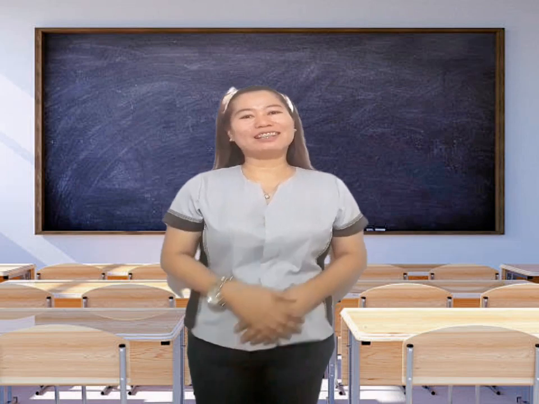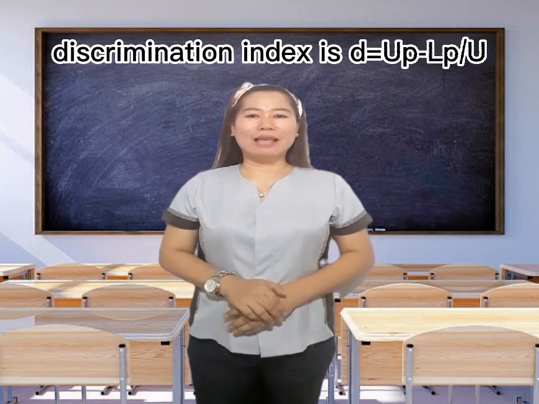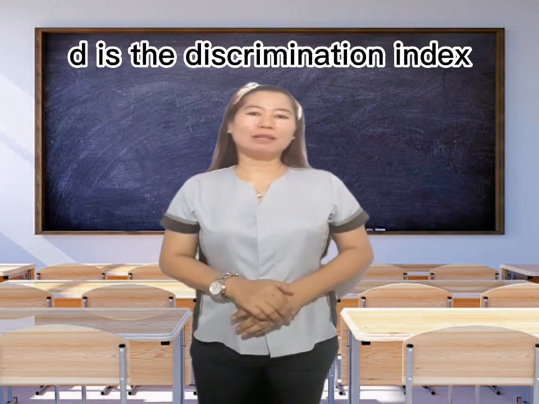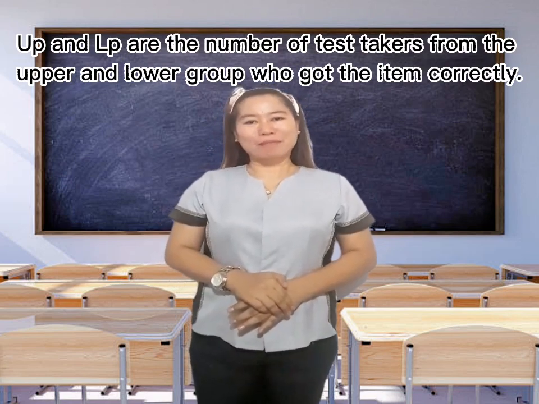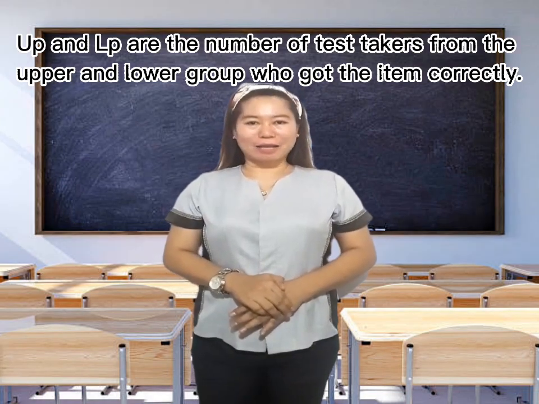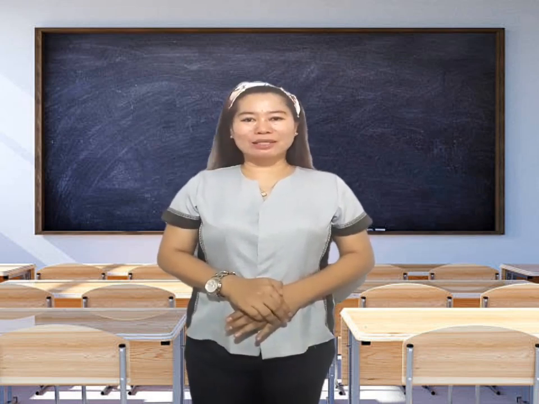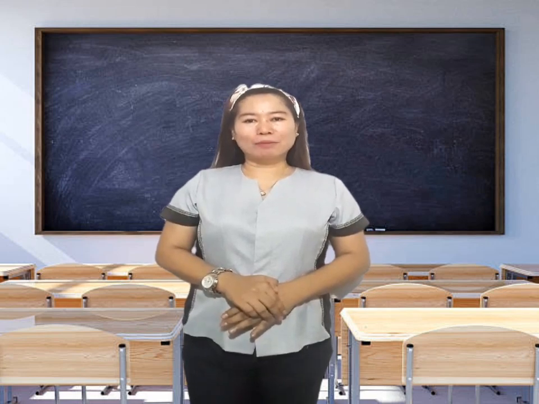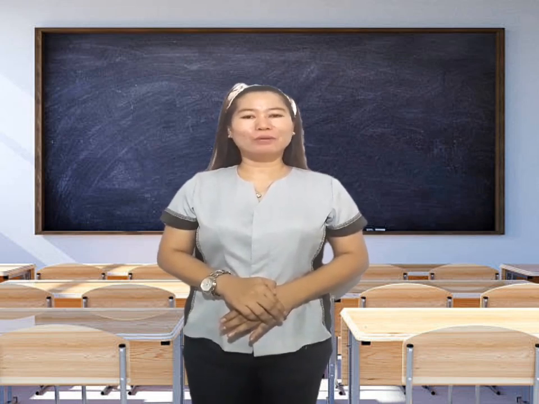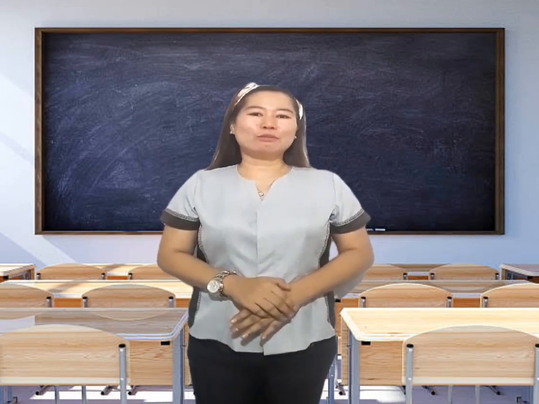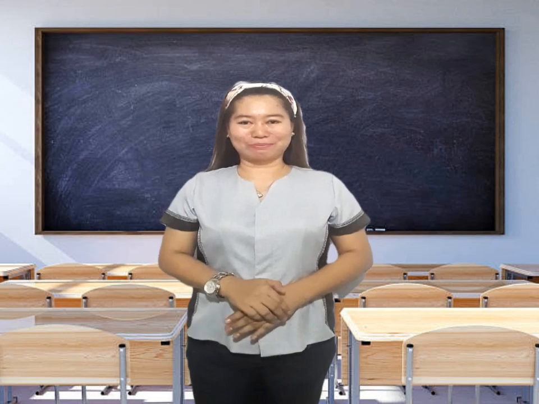The formula in computing the discrimination index is D equals U sub P minus L sub P divided by U, where D is the discrimination index, and U sub P and L sub P are the number of test takers from the upper and lower group who got the item correctly. In getting the upper and the lower group, you must arrange the scores in increasing order and get the upper 27% and the lower 27% to represent the upper and the lower group respectively. A discrimination index of 0.30 and above is a good item.